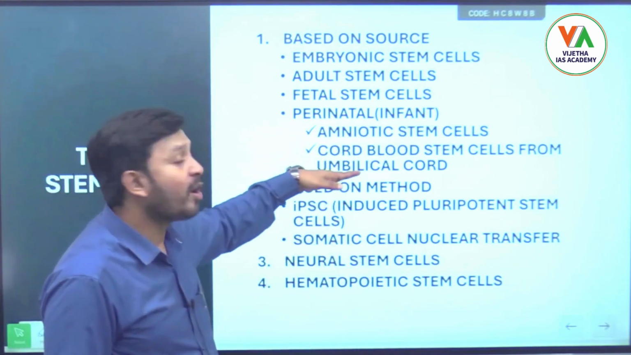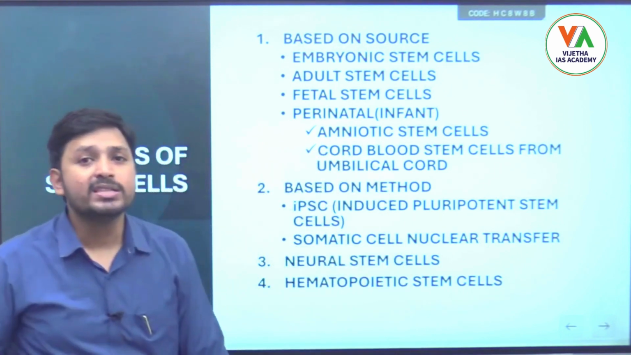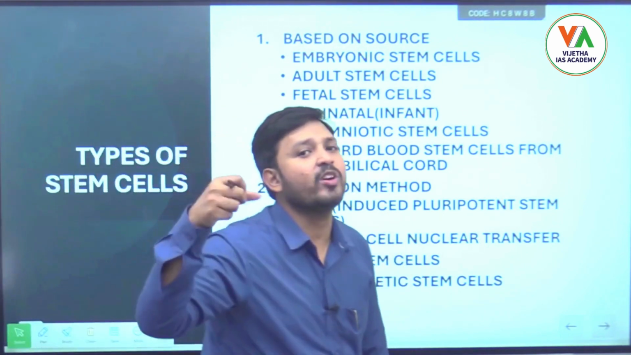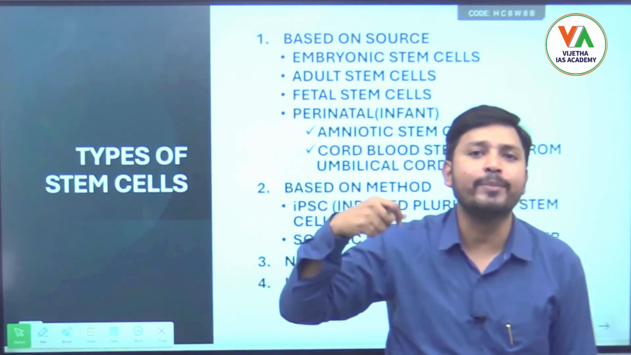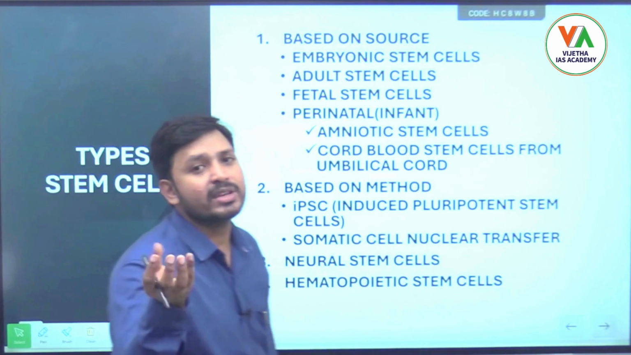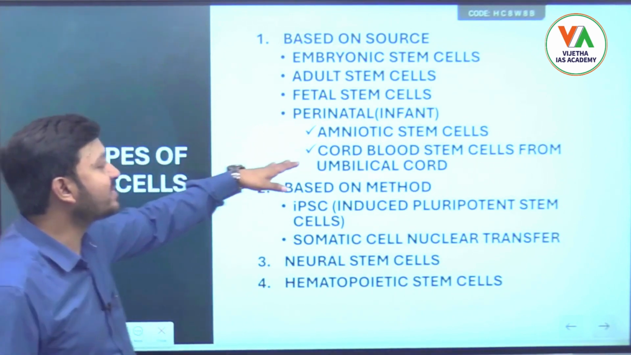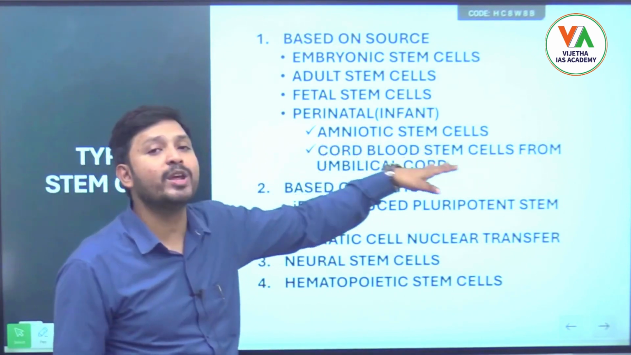Perinatal can be of different types, like amniotic. What is there is the placenta, right? Inside that, one baby is there in the womb. Surrounding that baby, one fluid will be there called amniotic fluid. That will also have some sort of stem cells. If I extract stem cells from that, they are called amniotic stem cells.